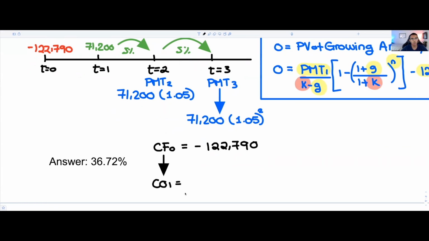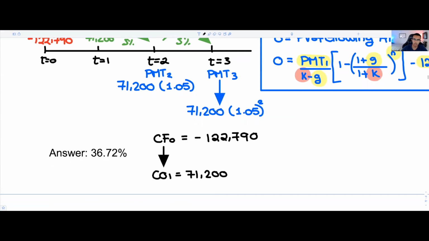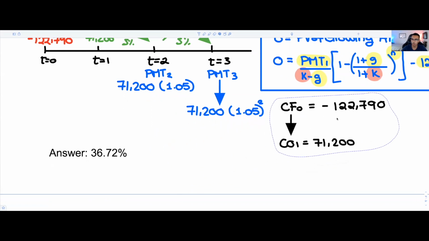In this case, CO1 is really about your payment. CO1 will be your first payment. In this case, it'll be 71,200 if I'm not mistaken. So you're going to write that in, enter. Then you're going to put FO1, so arrow down once again. I guess I don't have enough space, so I'm going to move this to the side so at least you can really see what's going on.